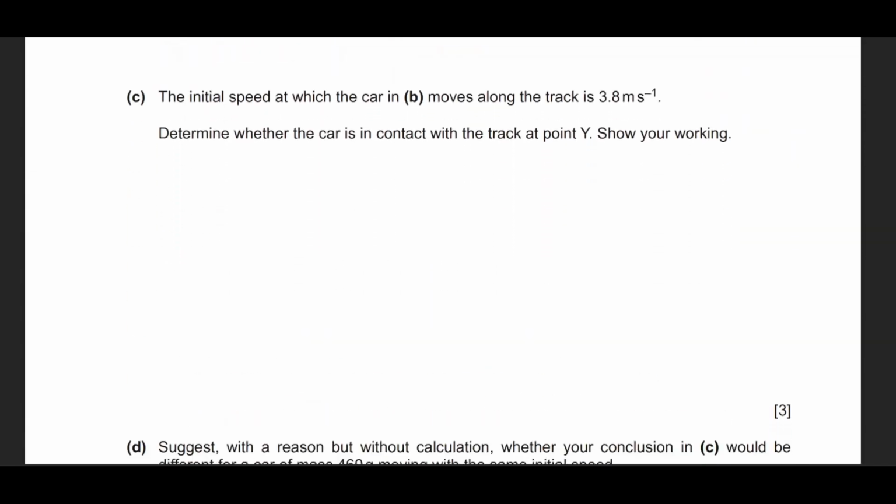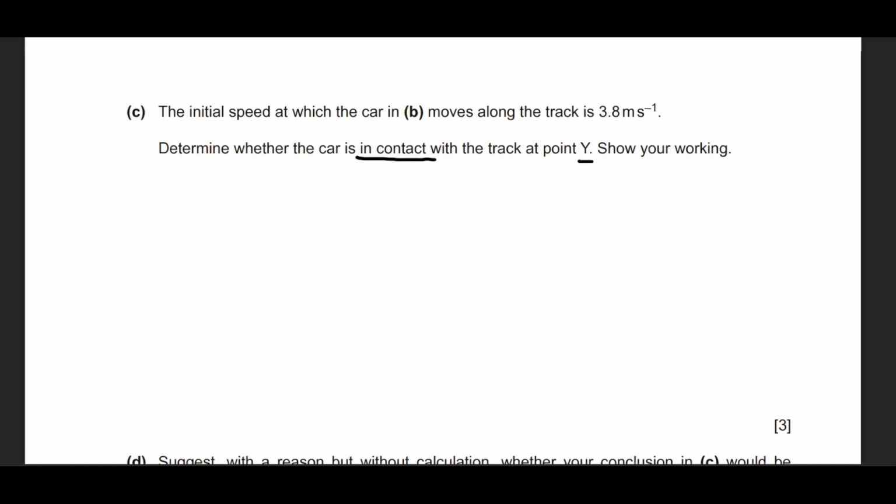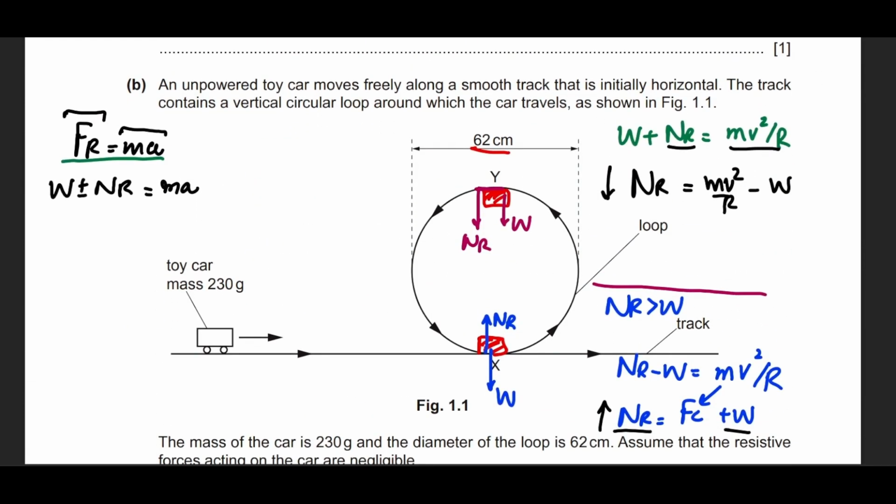He says we need to show whether the car is in contact at point y or not. First, we need to find out the velocity at point y. What will be the velocity at point y? The height change from this point to this point is actually 62 centimeters, right? So if it has a certain velocity at this point, when it goes to this height, it will lose kinetic energy and convert this into gravitational potential. So there will be a fall in velocity.